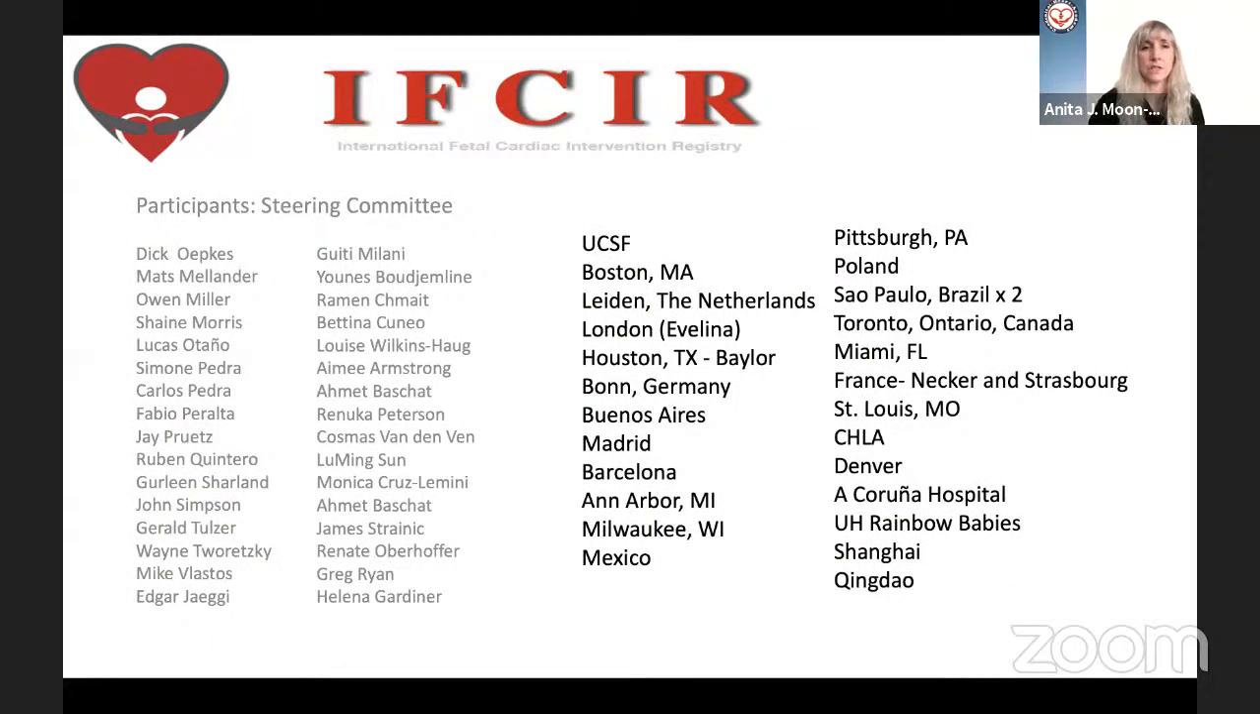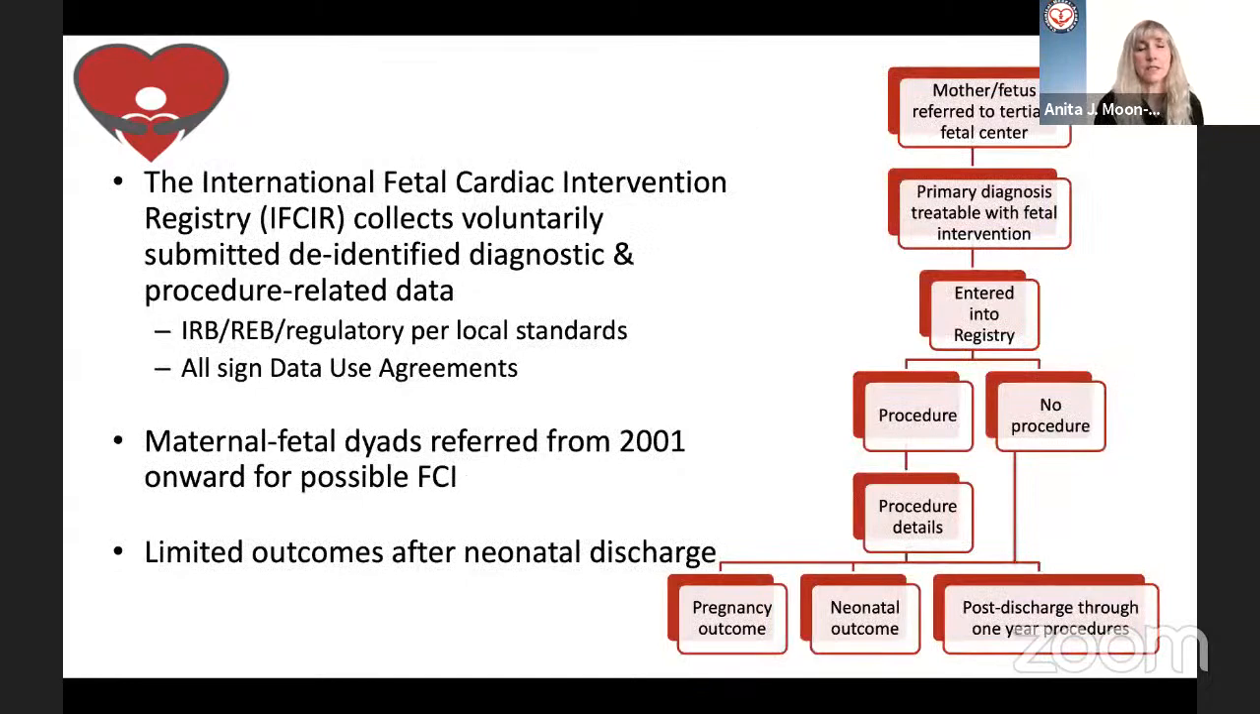This is really a huge effort, and I have to thank everyone who has been involved. The registry collects voluntarily submitted de-identified diagnostic and procedure-related data. Each of the countries abides by their own IRB or ethics board regulatory protocols.